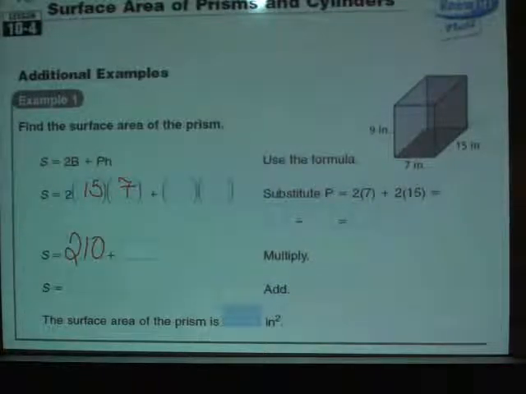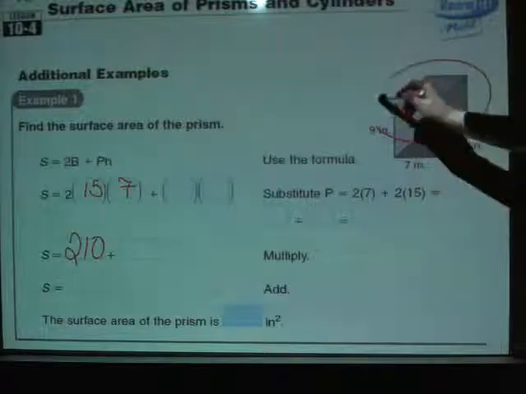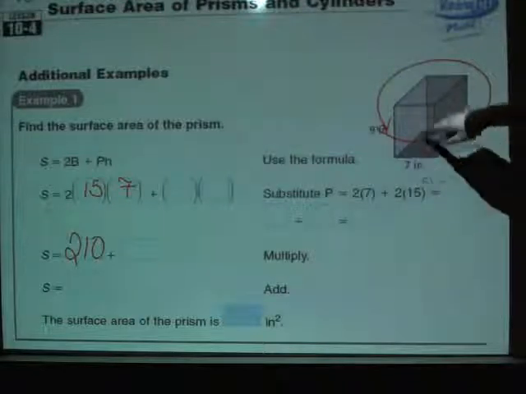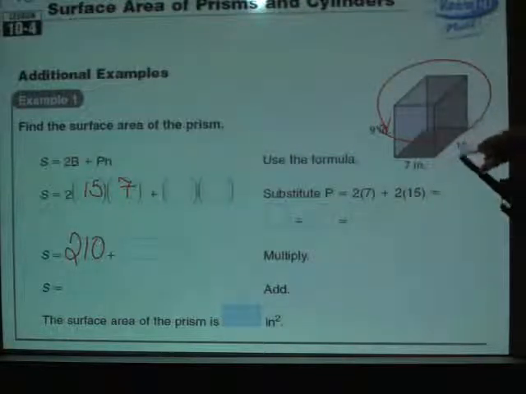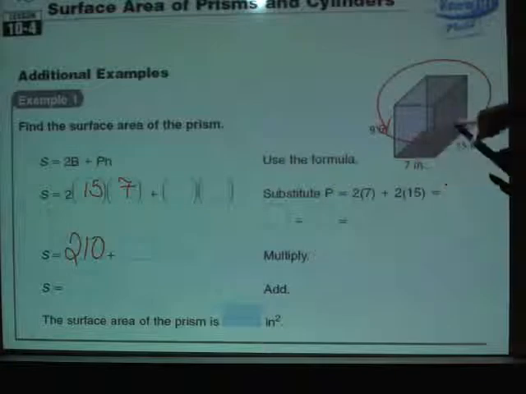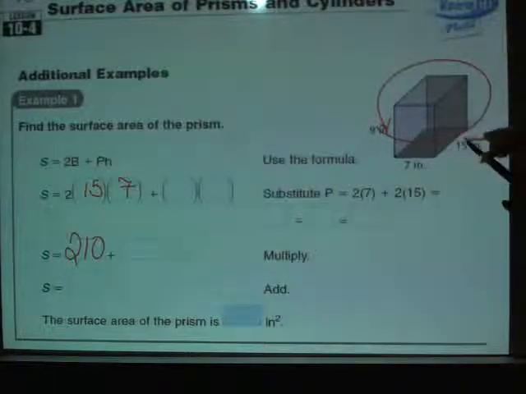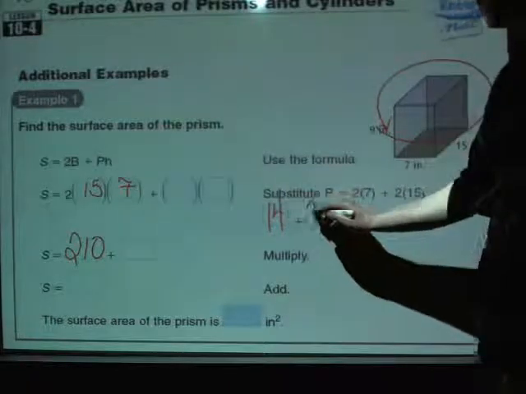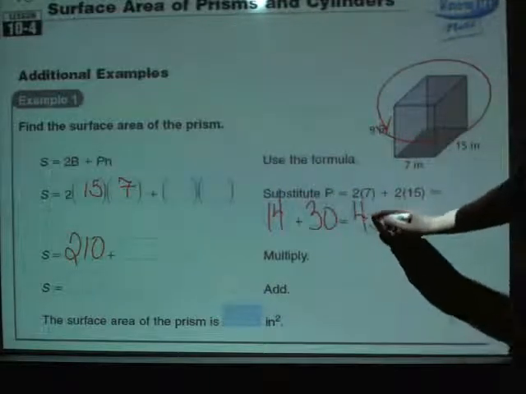All right, then I've got the P times H part. Now the P times H part is me finding the lateral area, the area of these rectangles that go around the shape that aren't the top and the bottom, the bases. To find that, it says P times H. So I have to find the perimeter of the base and then multiply that by the height. So if I find the perimeter of the base, that's 15 and 7, and then another 15 and 7 over here. So I've got two 15s and two 7s, in other words 14 and 30, which go together to make 44.